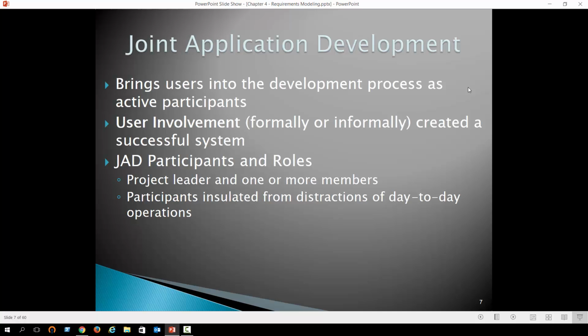Do you get the idea? So here was this project. They're like, oh, we got to create this pen that'll write in zero gravity. No, we didn't. We just needed a utensil to write in zero gravity. So user involvement, hugely important. So participants and roles: the project leader and one or more members, participants, insulated from distractions of day-to-day operations. So the idea here with joint application development is a full focus on the project, okay?